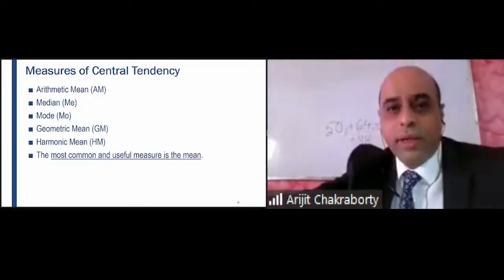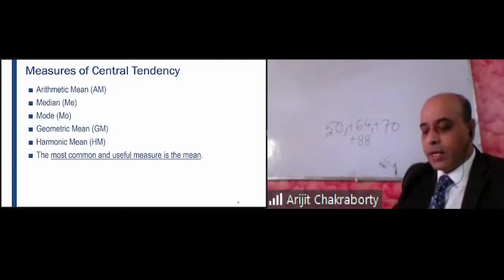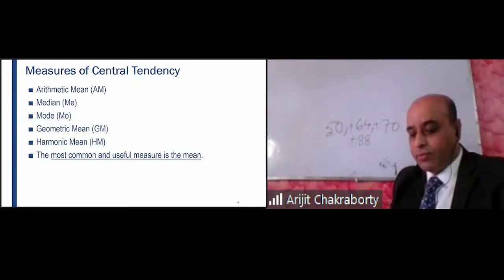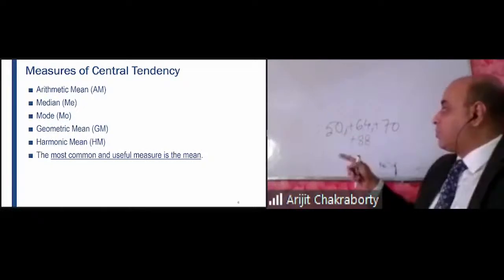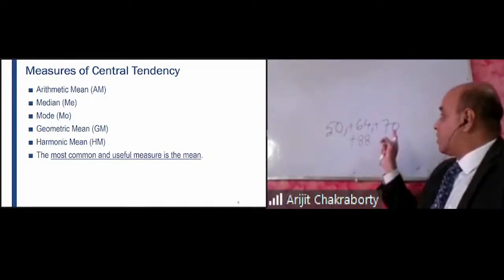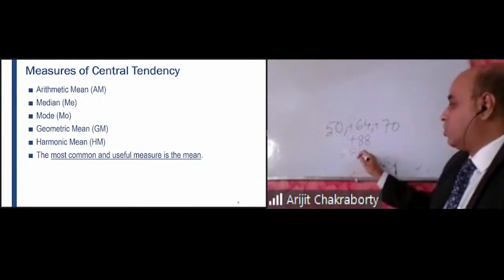If I want to find out the average score, what will I do? First, we add. So let us add these numbers and find out what it leads to. Then we will find the average by dividing. So 50 plus 64 plus 70 plus 88. I'm getting a total of 272.